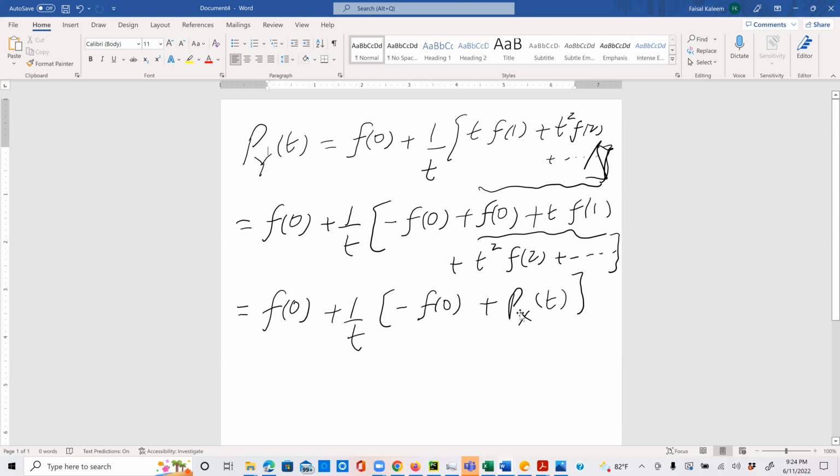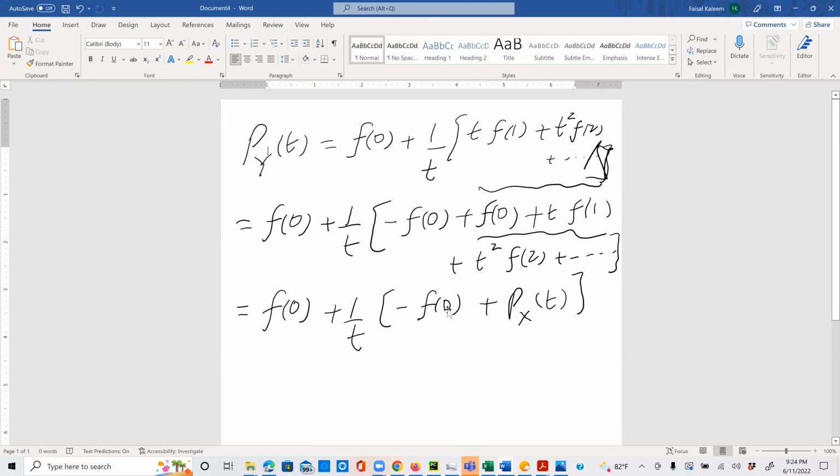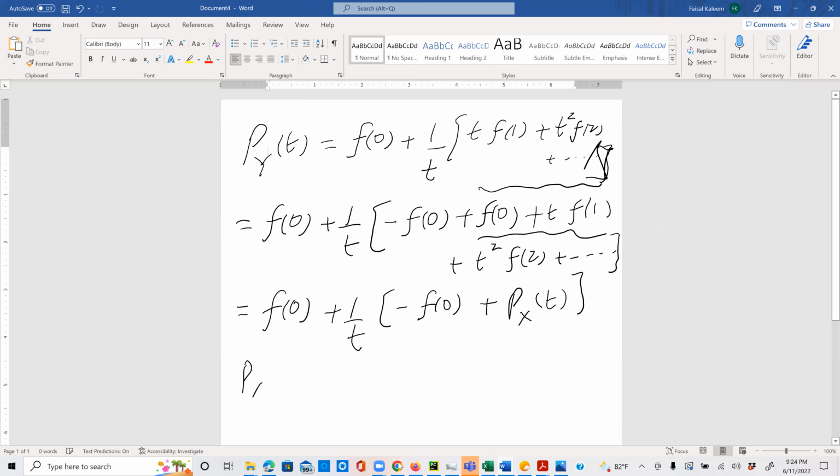So now we can substitute the formula for p x t, which was given in the problem. If you look at the answers, they are of this form involving a term like this. And so p x t can be substituted. And then we need f of 0. But again, f of 0 is easy to find. So let's just rewrite what the p x t was. P x t is e to the negative 0.2, 1 minus t.